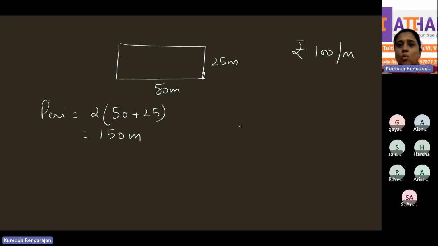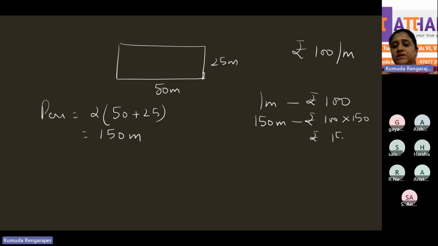Now, what is the rate? 1 meter of fence costs 100 rupees. So 150 meters of fencing will cost rupees 100 into 150, which is rupees 15,000. This is an example where we have a rectangular plot of dimensions 50 meters by 25 meters.